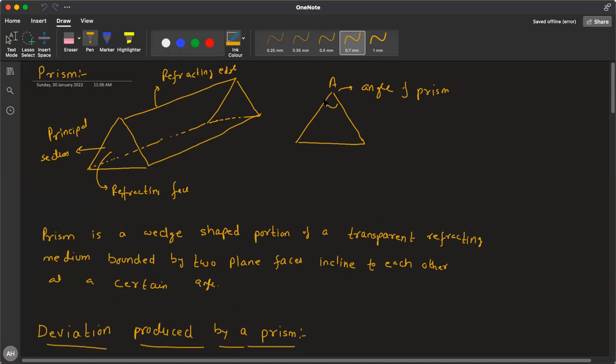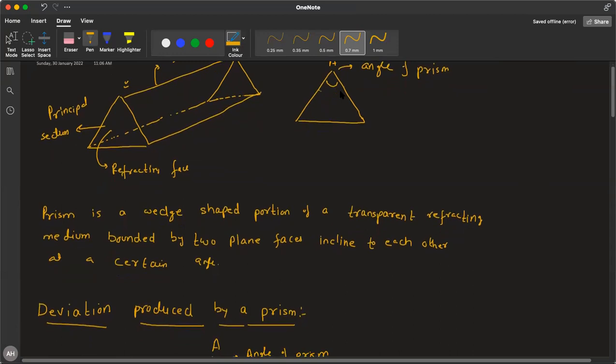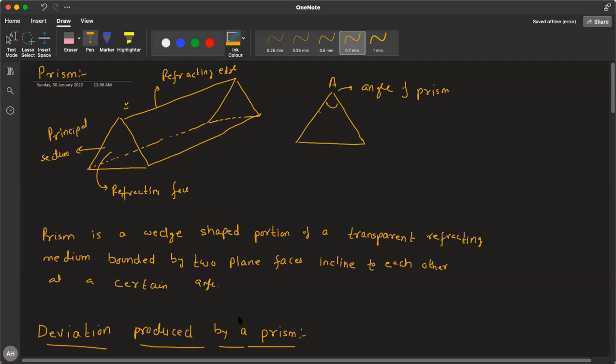And the most important thing in prism is the angle of prism. No one will give you this whole three-dimensional prism. Whenever you have a prism in a numerical or in a theoretical question, you have this type of prism. So the angle between the two faces is known as the angle of prism. In prism, the major part of your calculation is to get the deviation produced by the prism. Just note it down, then we will start with the deviation.